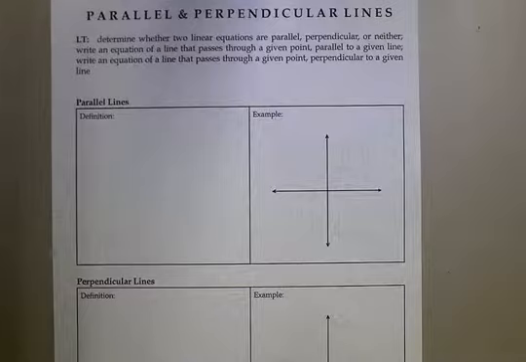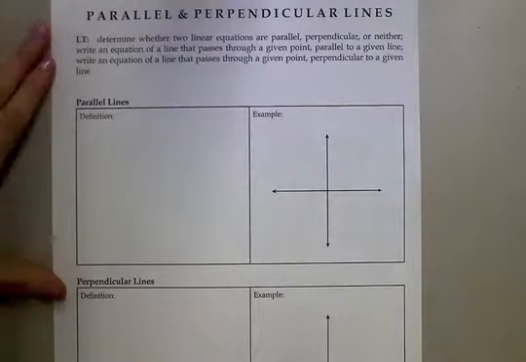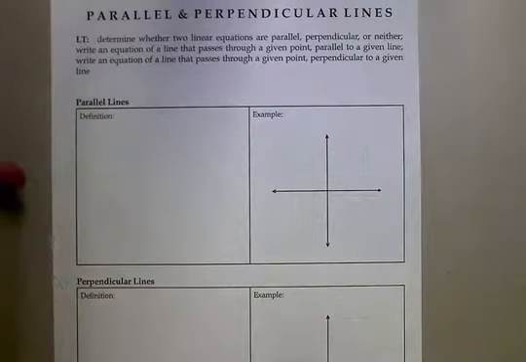So the first type of relationship we're going to talk about is with parallel lines. Now parallel lines are lines that are on the same plane, on the same coordinate grid, that do not intersect.